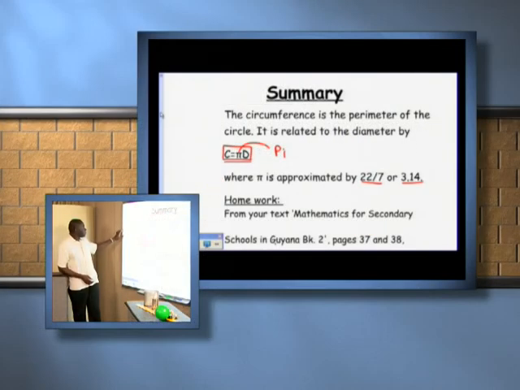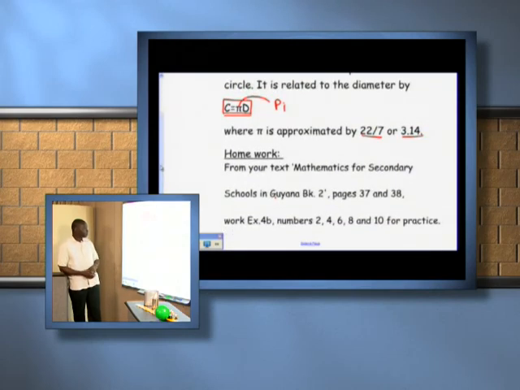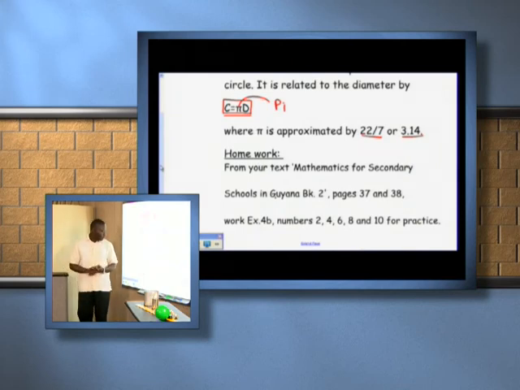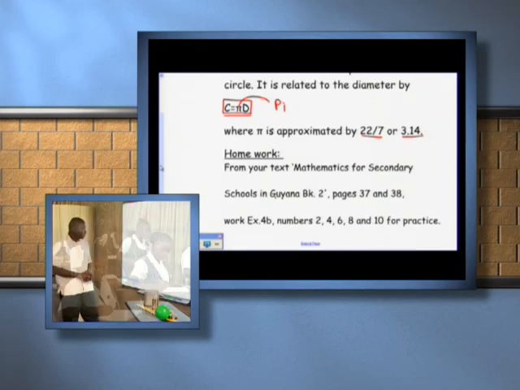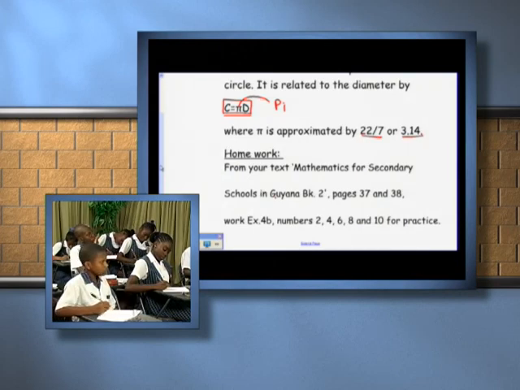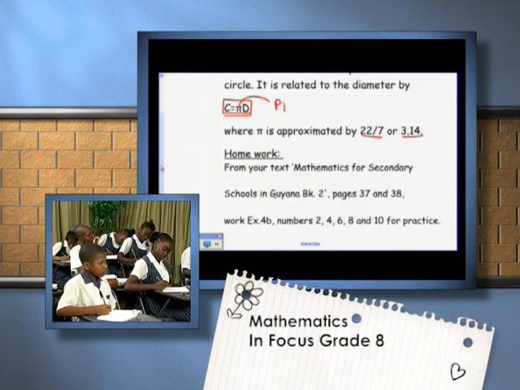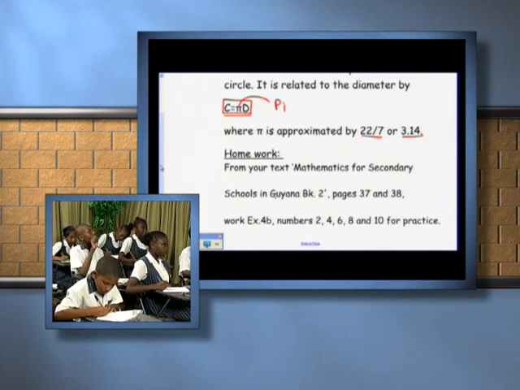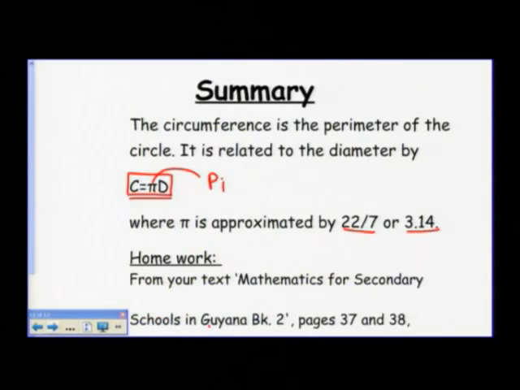Now we will conclude with our homework. You have your homework here given to you. You will use your Mathematics for Secondary Schools in Guyana, Book 2, and you will complete the exercise on pages 37 and 38. And you will do many more problems too. Whether you go online, whether you go to the library, pick up as many math books or papers or links to different sites and solve as many problems as possible on circumference of circles, now that we know how to work with circumference of circles.